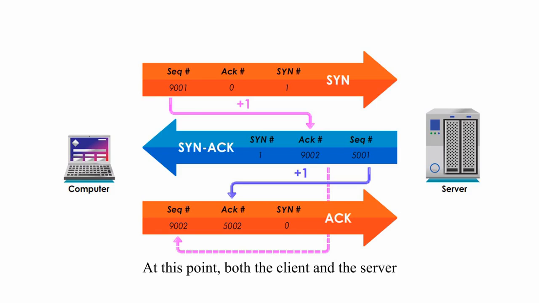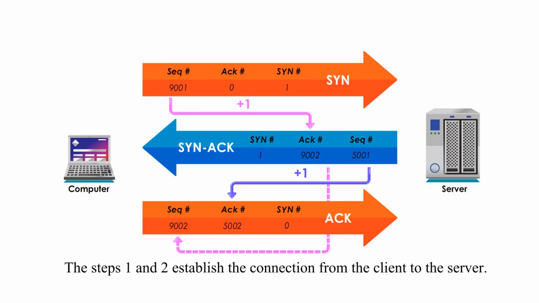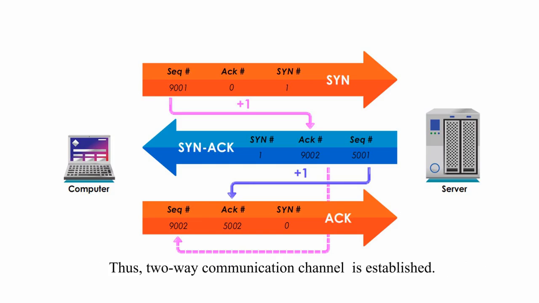At this point, both the client and the server have agreed to open their connection to each other. Steps 1 and 2 establish the connection from the client to the server. Steps 2 and 3 establish the connection from the server to the client. Thus, a two-way communication channel is established and they are ready to exchange their messages.